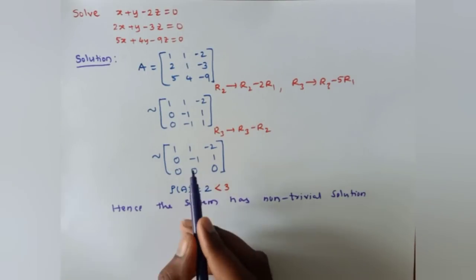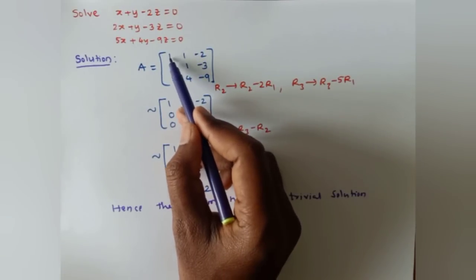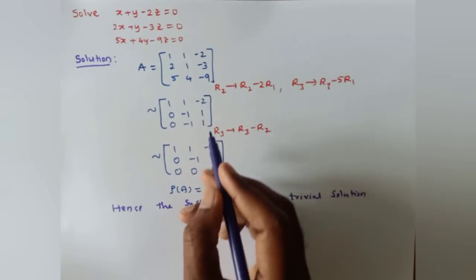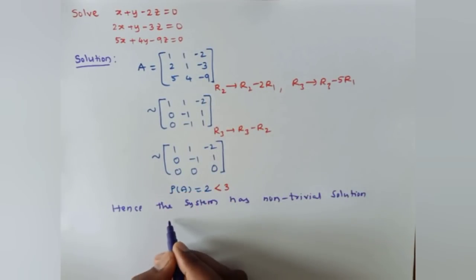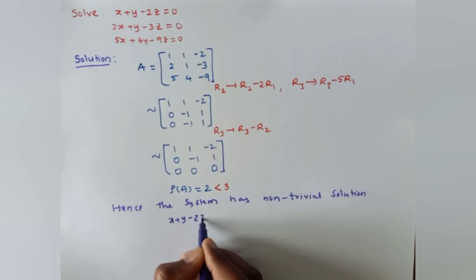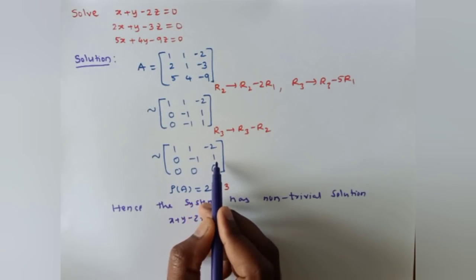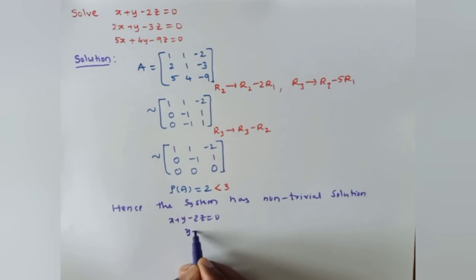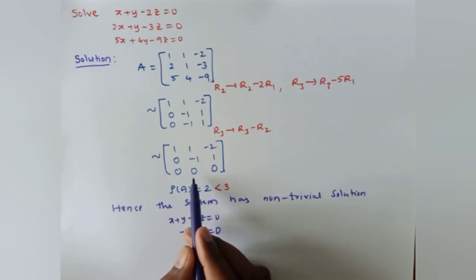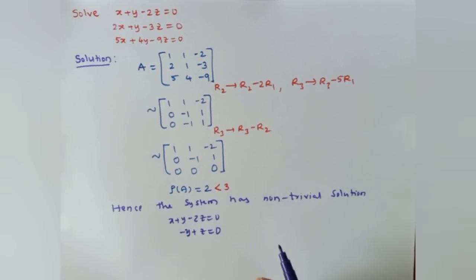So here we can express from this matrix the system as: x plus y minus 2z is 0. Next, 0 into x plus minus 1 into y plus z is equal to 0, that is minus y plus z is equal to 0. And next, 0 into x plus 0 into y plus 0 into z is 0. So we have only two equations. By using these two equations we need to write the infinite number of solutions.